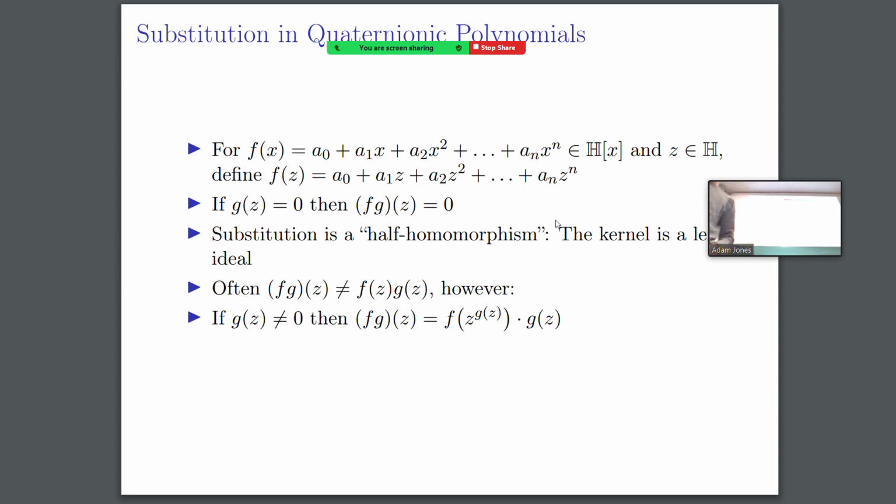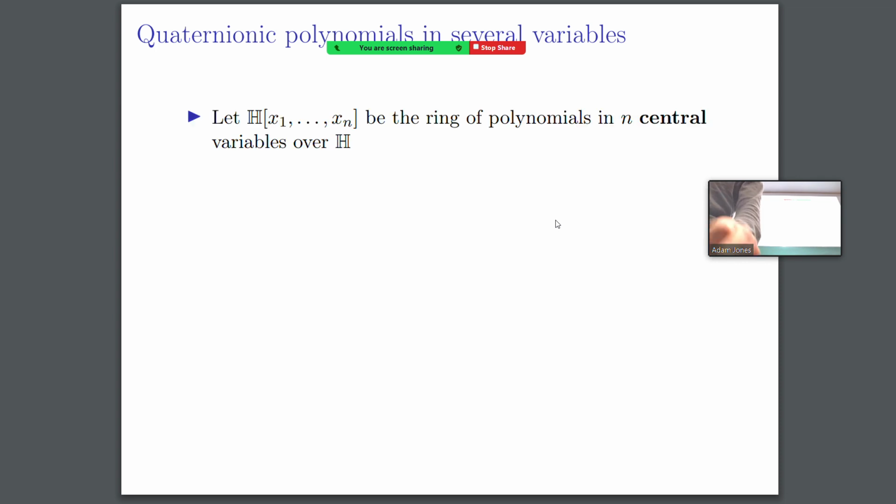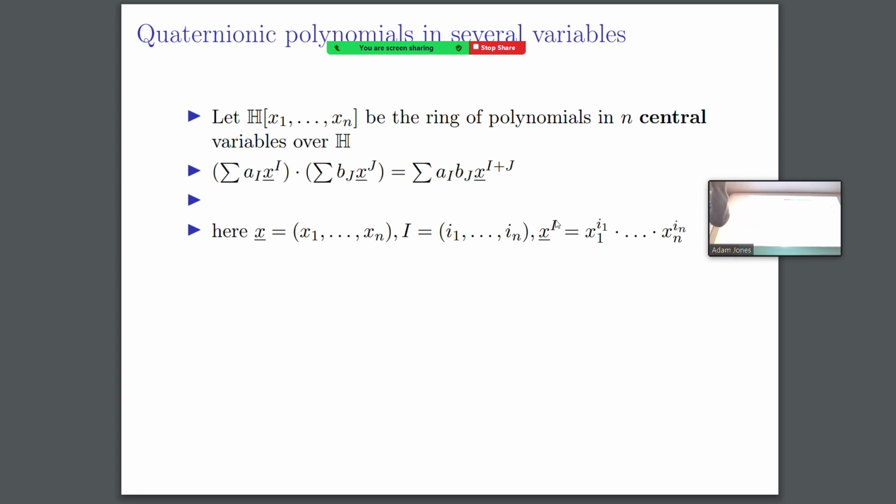Nevertheless, you have the following nice substitution formula: fg of z is f of z conjugated by g of z, times g of z. So not all is lost. Similarly, we can consider the ring of polynomials in n central variables. So again, just the usual product rule, the variables commute with everything. Non-commutativity only comes from the constants.